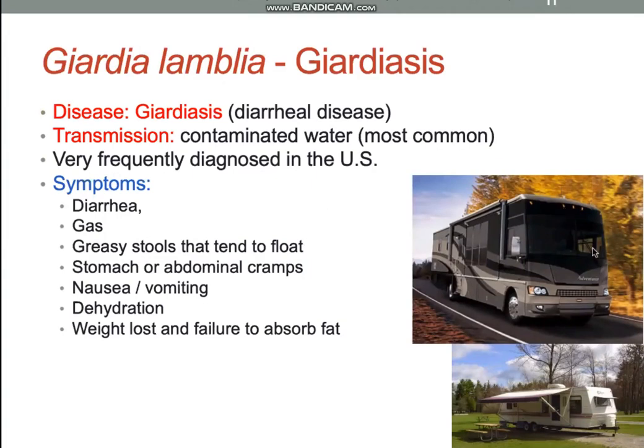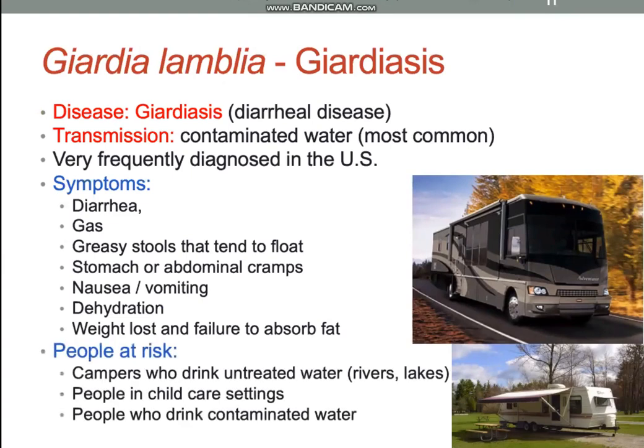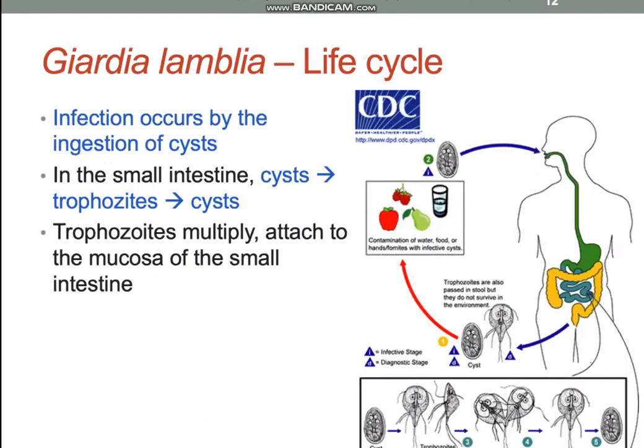Usually it affects people who camp a lot, particularly when they need to consume water from the lakes or from the river nearby. If they run out of water supply and they go and drink from the river or the lakes, this will be a very easy way of contracting Giardia lamblia. All right, so they are sometimes called campers. So when you camp a lot and you get contaminated water, then Giardia lamblia will be a very common one.